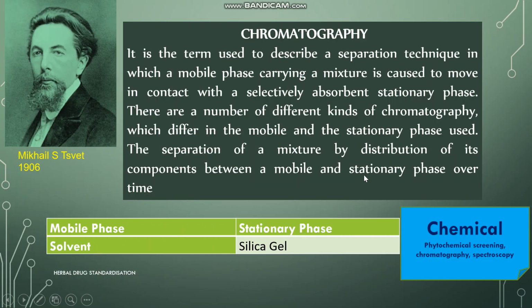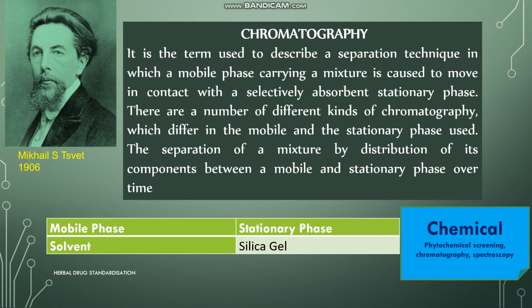Next one is, yes, of course, after the preliminary tests, we have to use some sophisticated instruments for determination of our particular constituents in a herbal drug or a crude drug. So we are using chromatographic and spectroscopic approaches to do that. And of course, the father of chromatography, Mikhail Tswett, the credit goes to this personality. In 1906, he invented the chromatographic approaches.